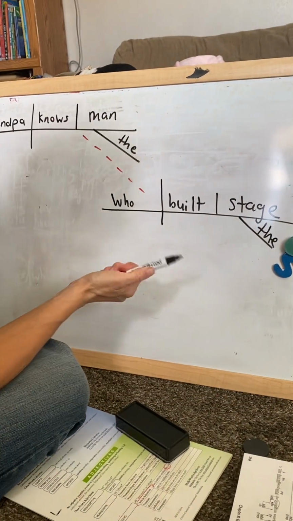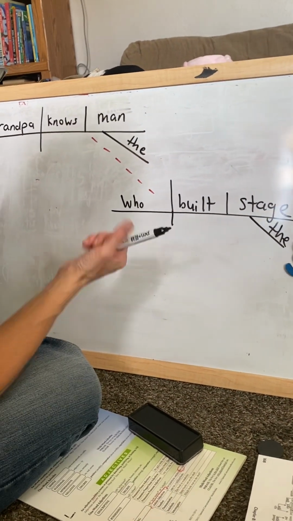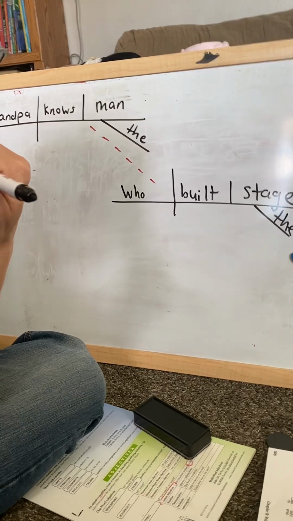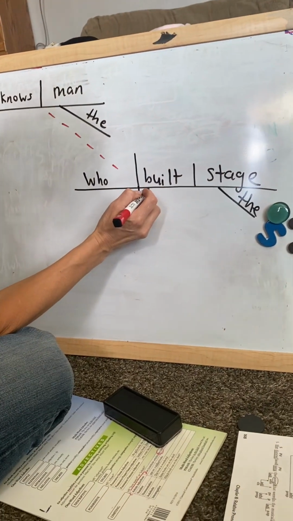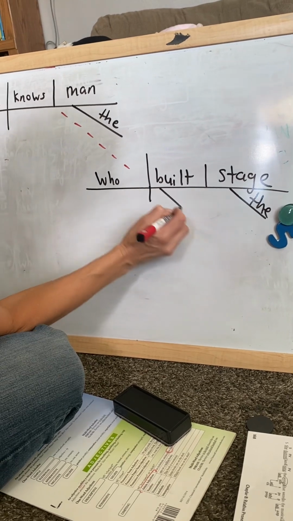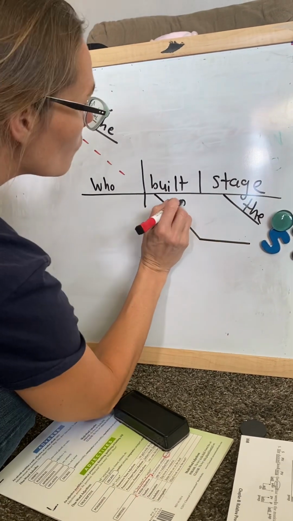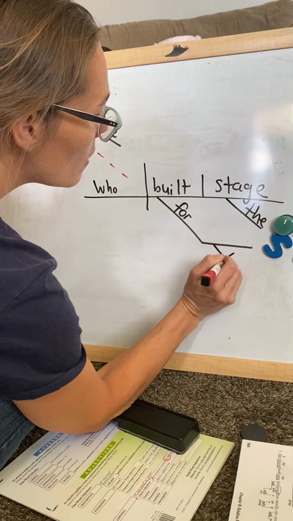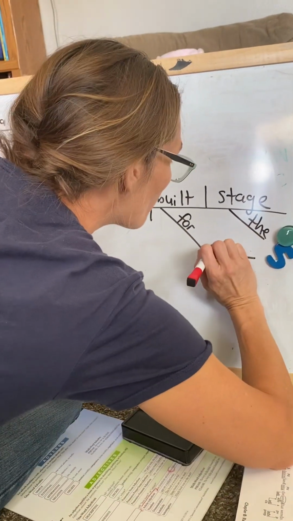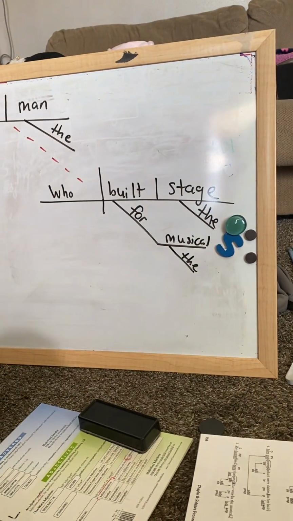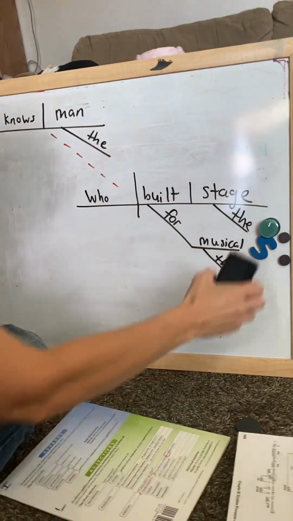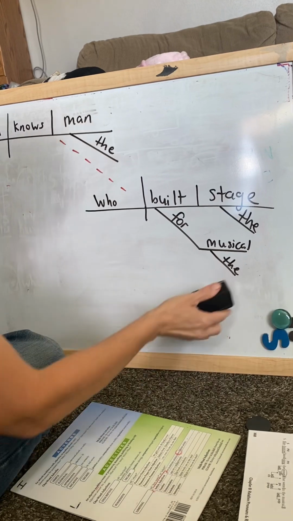Now we have our prepositional phrase, and we said it is an adverbial prepositional phrase telling how it was built. Built how? Or for why was it built? For the musical. All right? Moving on to sentence 2.